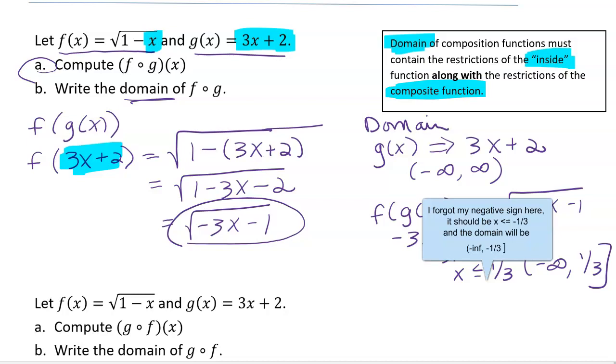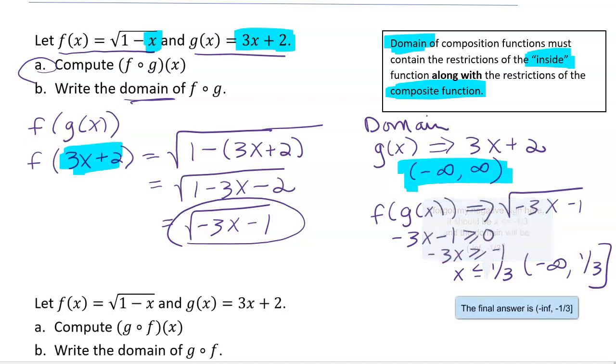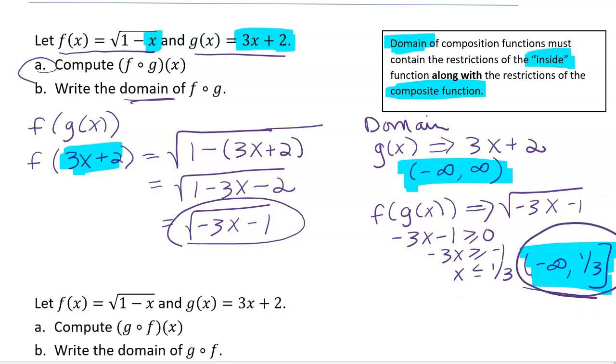Then I think about these two together. So I had negative infinity to positive infinity, and then I have this result. I layer these two together to make sure my domain is going to meet both of these criteria, and then I come up with a final answer. So in this case, since the first domain is negative infinity to positive infinity, there's no restrictions there. That's all real numbers. So whatever I have for this composition is going to be my final answer for part B here.